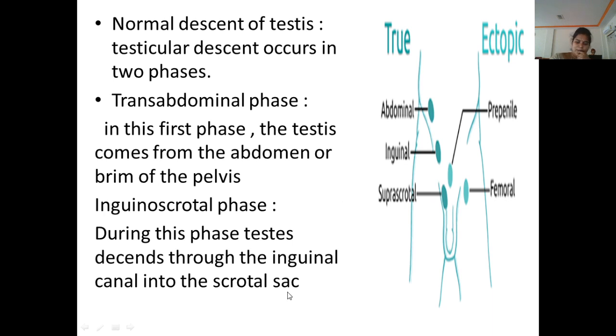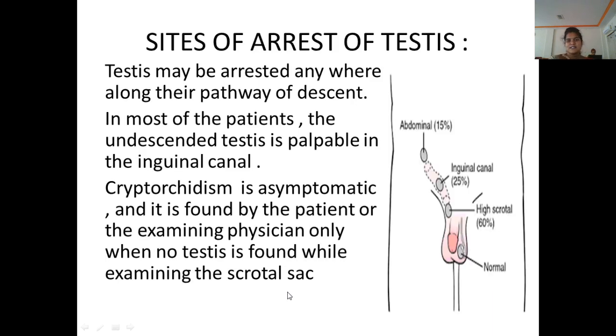These are the sites of arrest, where the arrest can be seen. By seeing this picture you can get a clear idea. From the abdomen it may come here, and it has to come here, which is normal. Sometimes abdominal will be 50%, inguinal 25%, and high scrotal 60%. So the testis may arrest anywhere in the pathway of the descent.